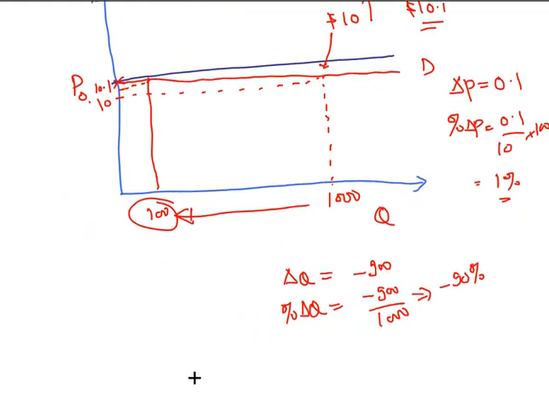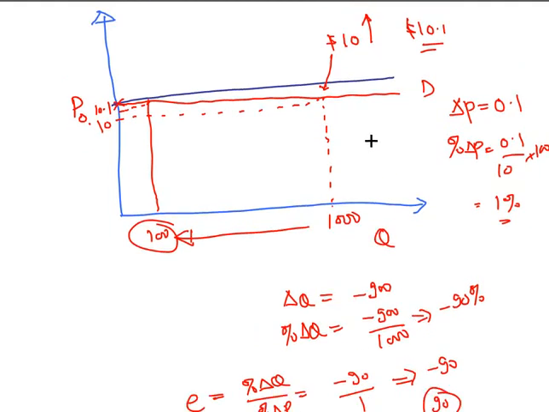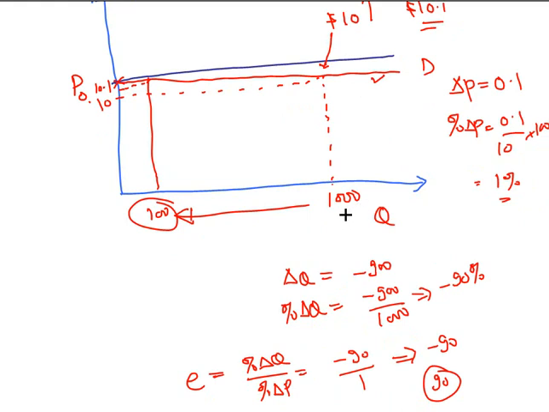What can be said about elasticity? Elasticity is the percentage change in quantity divided by the percentage change in price, so it will be minus 90 divided by 1, which is minus 90, or we take the modulus and say elasticity is 90. So for this red graph the elasticity is 90, which is very high. With a 1% change in the price, the demand drastically changes by 90%.